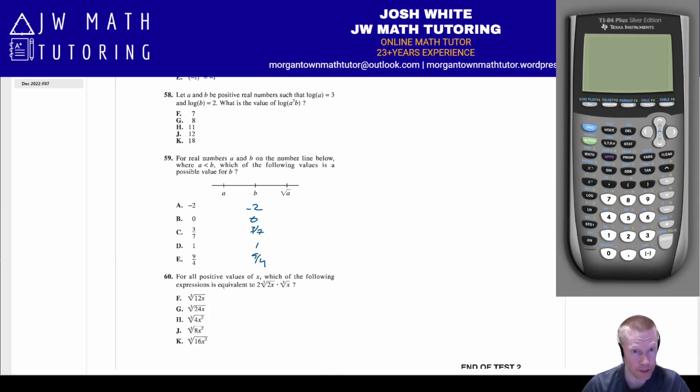So if I start with -2 for B, A has to be less than that. So let's make A -3. Now, if you try to do the square root of -3, that's going to be a complex number. That's not going to be a real number. So this answer choice isn't even possible.